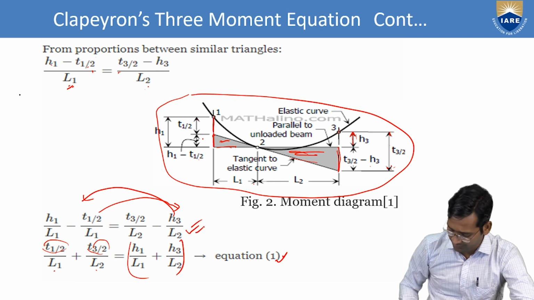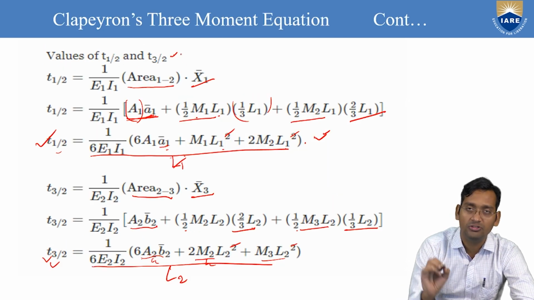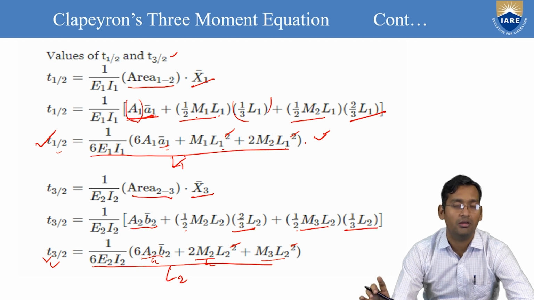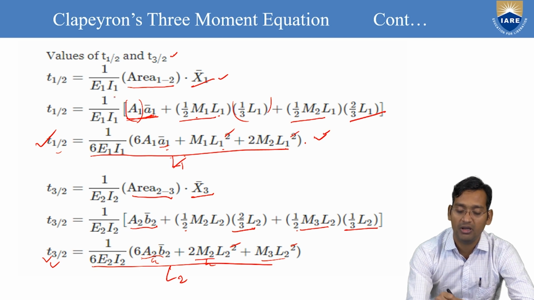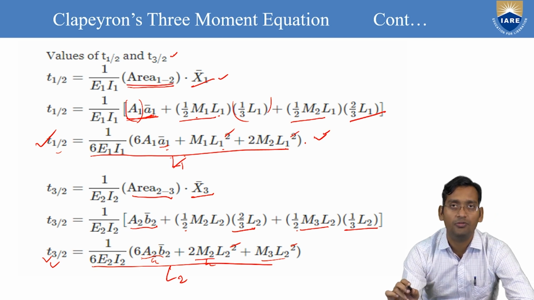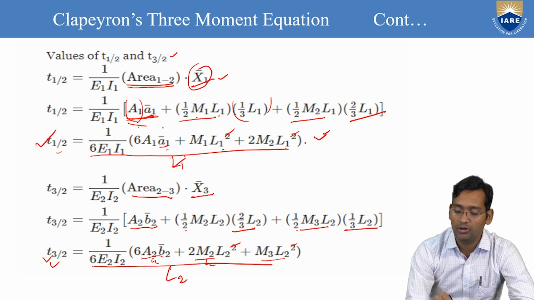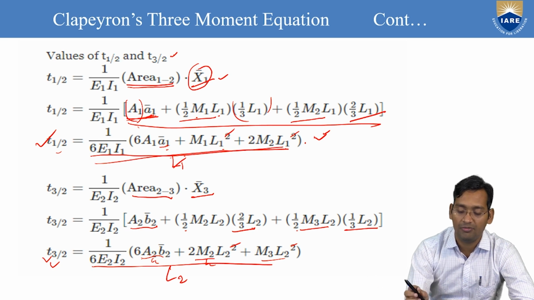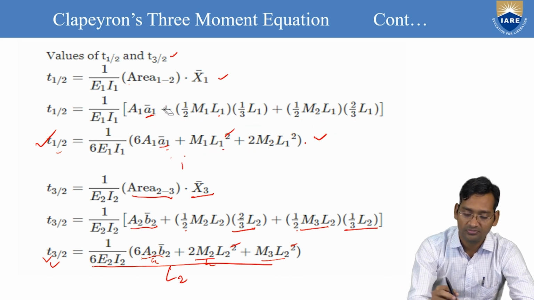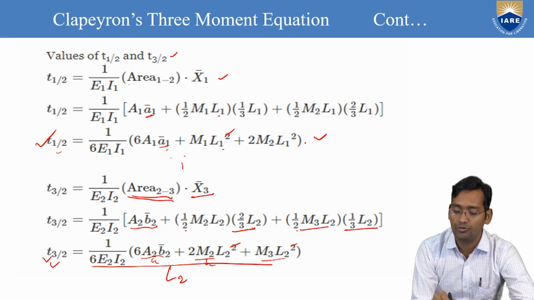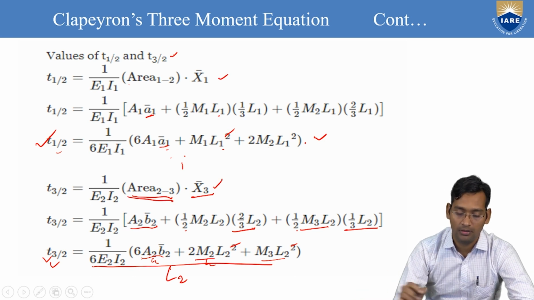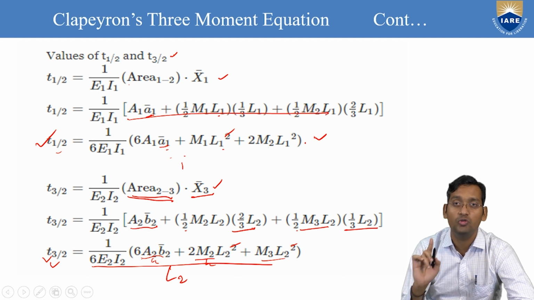Now just separate the terms, right? After separating the terms, what is required is to find T1 to 2 and T3 to 2. So by the bending moment equation, T1 to 2 equals 1 by E1 I1 into the area of 1 to 2 into x bar, where the CG lies. Now just putting the values and simplifying, you will get this one. So now this is the T1 to 2 value. Now T3 to 2 in the same way: 1 by E2 I2 into the area of 2 to 3 into x3 bar.